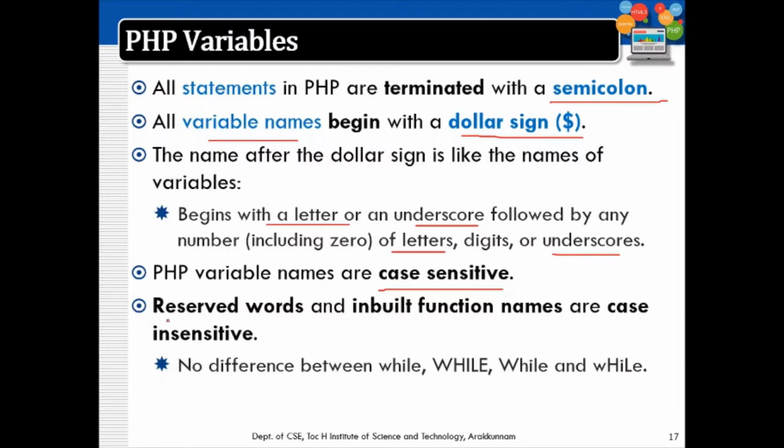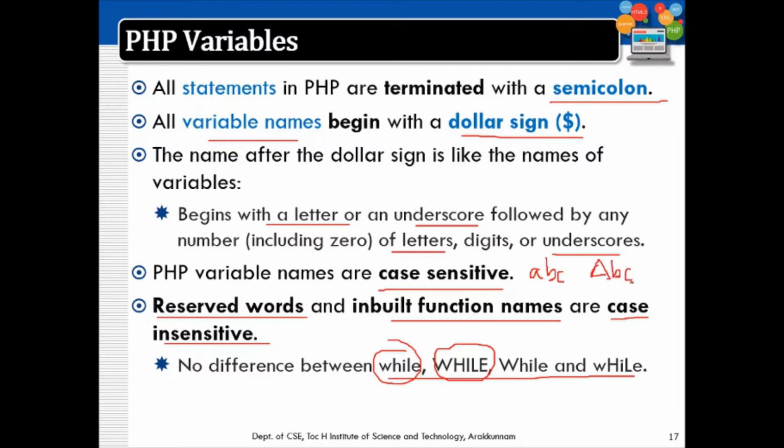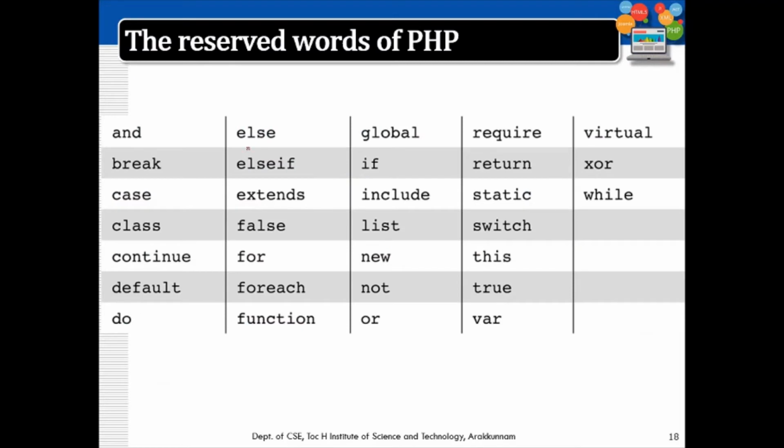But reserved keywords, remember this, reserved words like if, for, while, do while, etc., and inbuilt function names are case insensitive. Inbuilt function names and reserved words in PHP are case insensitive. So this while is equivalent to this while in PHP. But if this is a variable name, suppose ABC, this ABC and this ABC are both different in PHP. These are some examples of reserved words in PHP: and, else, if, list, switch, this, true, etc. You can go through this.